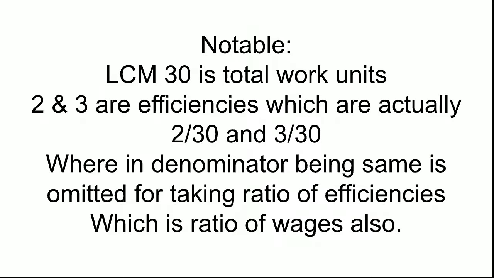Notably, LCM 30 is the total work units. 2 and 3 are efficiencies, which are actually 2/30 and 3/30, wherein the common denominator is omitted for taking the ratio of efficiencies, which is the ratio of wages also.